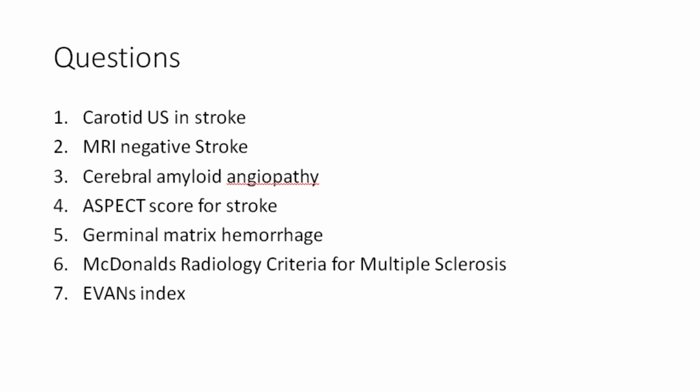Cerebral amyloid angiopathy. How many of you know that? What cerebral amyloid angiopathy is? Good. Anyone else? What would be the best sequence to look at the cerebral amyloid angiopathy? GRE. Yes. T2 star. Patient coming in with a headache, with hemorrhages. We need to look at that. So it's very, very important.